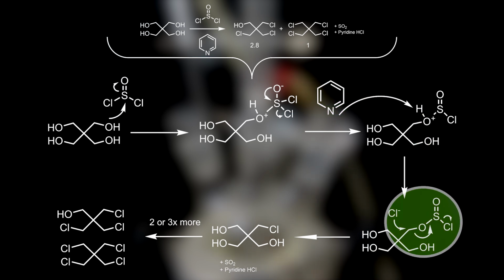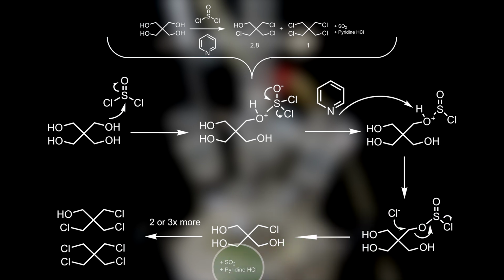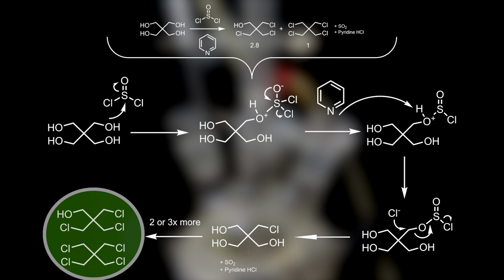In the following molecule, the chloride ion attacks the adjacent carbon, causing it to kick off sulfur dioxide, which bubbles out of the mixture, and at the same time kicks off the remaining chlorine, which is taken up by the pyridine to form pyridine hydrogen chloride. This process happens 2 or 3 times more, to form the two major final products.